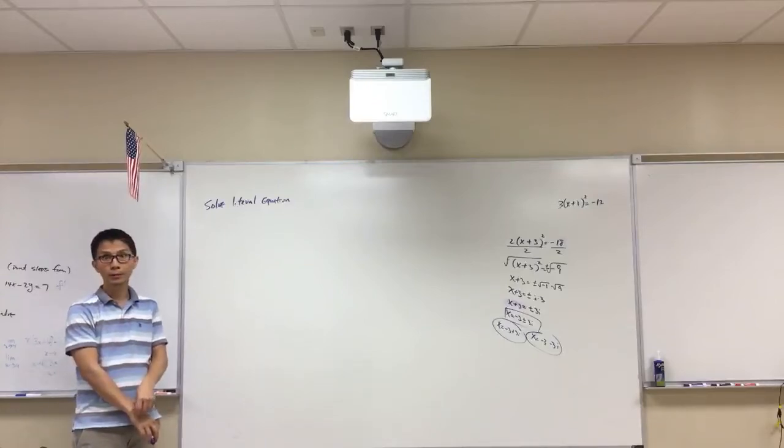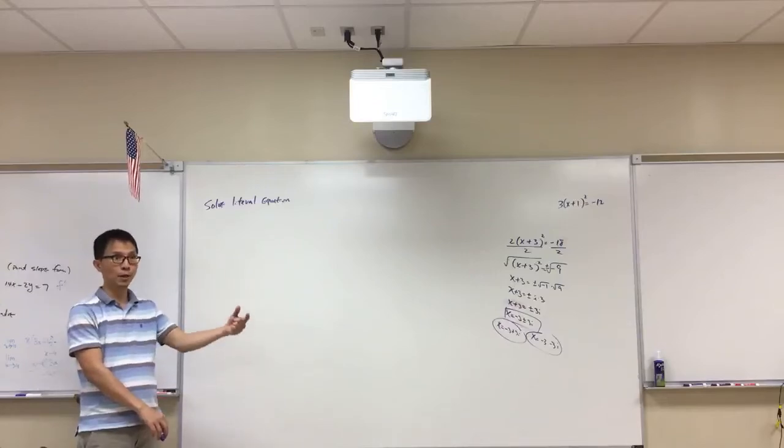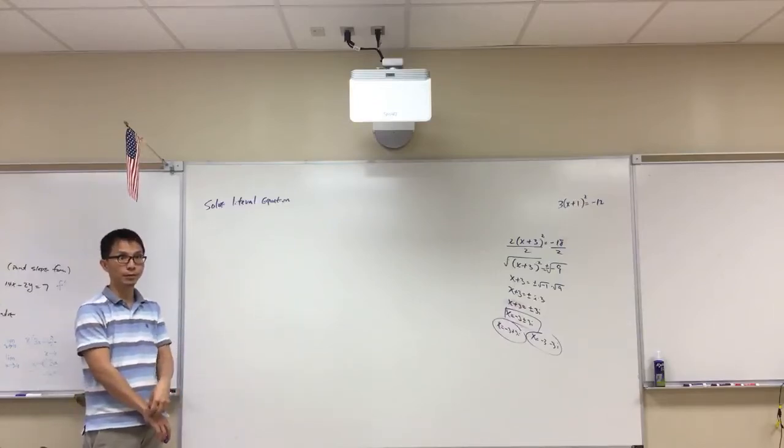Your answer should have been what? x equals -1 plus 2i, and x equals -1 minus 2i. So -1 plus 2i, and -1 minus 2i. Does that make sense?